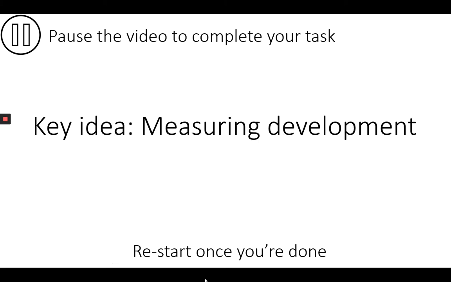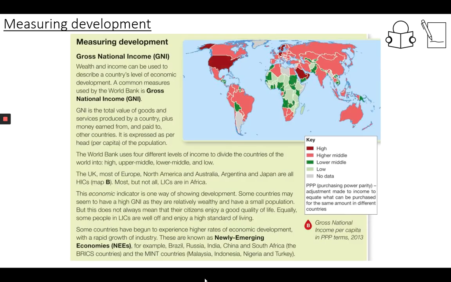Moving on to the second key idea, measuring development. Pause the video whilst you write it down and then press resume when you're ready. A really important technique when measuring development is to look at gross national income, often abbreviated to GNI. Sometimes this is also referred to as gross national income per capita. This simply means per person.